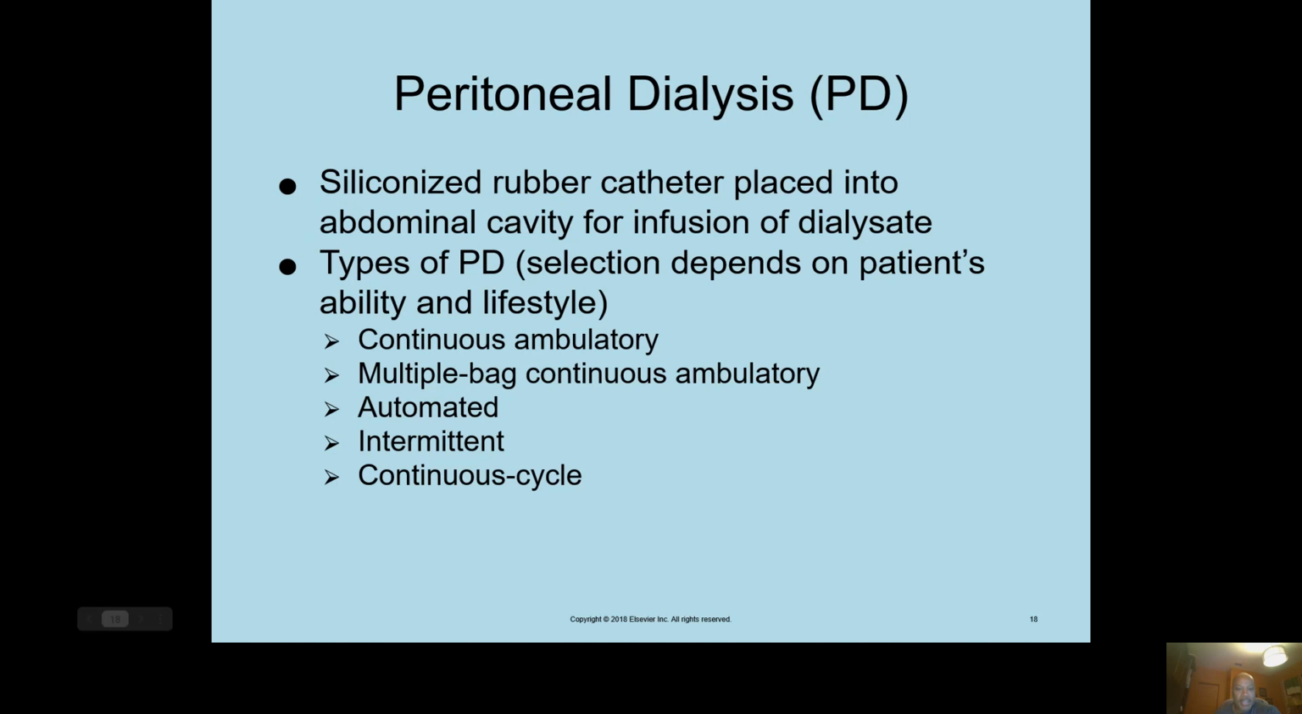Now, the two most common types of peritoneal dialysis are continuous ambulatory peritoneal dialysis and continuous cycling peritoneal dialysis.